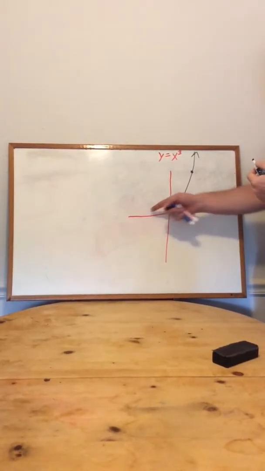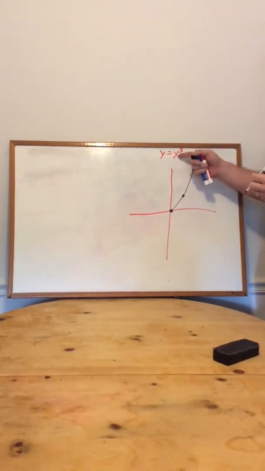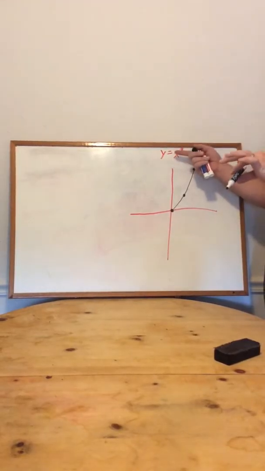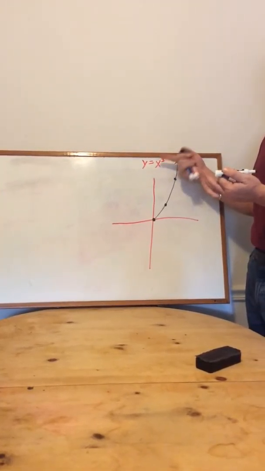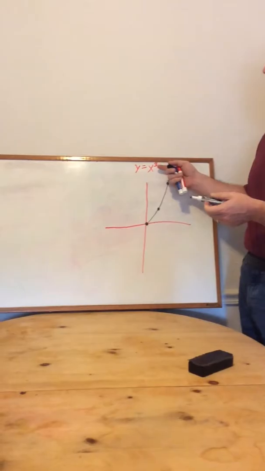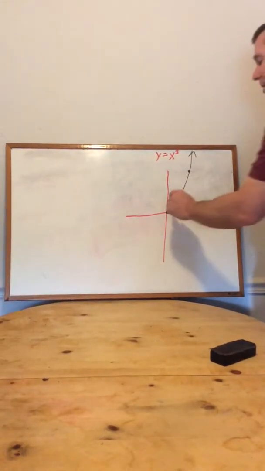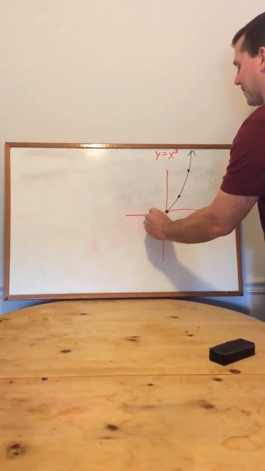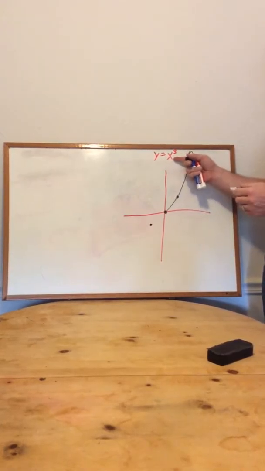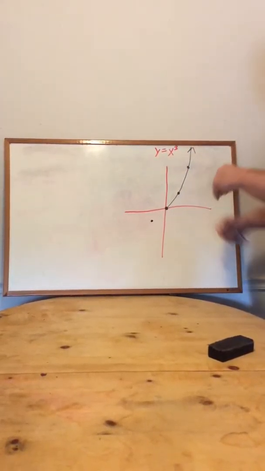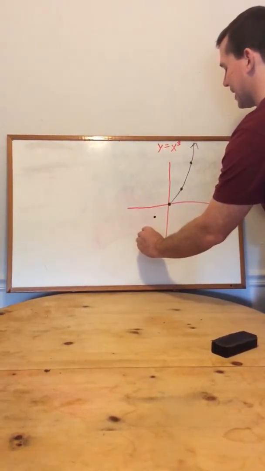If we look at negative x's over here, if I plug in negative 1 cubed, keep in mind there's 3 negatives there. An odd number of negatives means it stays negative. So at negative 1, I get negative 1. So I'm actually down here. If I plug in negative 2 cubed, that is negative 8. It stays negative. It's down here.